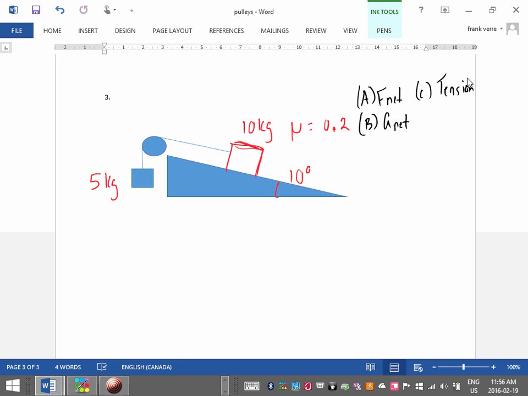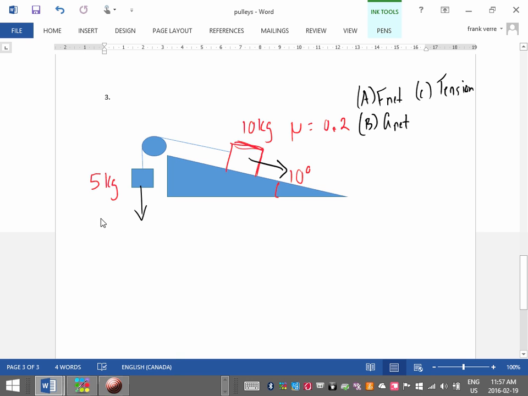There's also a downwards force, right? Because now there's another downwards force. There's one over here, but there's also one because this object is going to want to slide down that ramp. So let's think about the forces here.